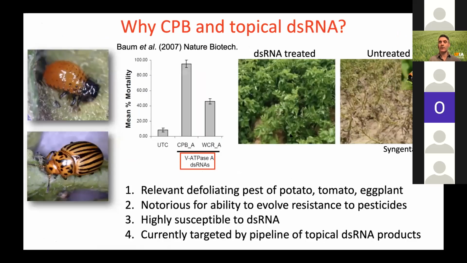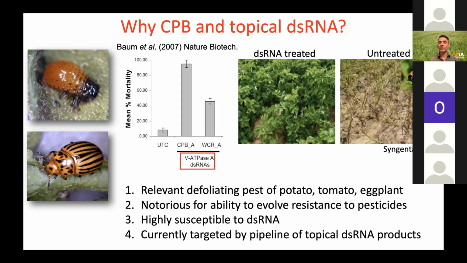For this reason, we started our project using Colorado potato beetle, Leptinotarsa decemlineata, or CPB for short, and a topical application of double-stranded RNA. Why use this system? There's a number of reasons, but the first one is that this insect is a very economically relevant pest of potato and other solanaceous crops that is highly notorious for its ability to evolve resistance to different pesticides, even different modes of action.